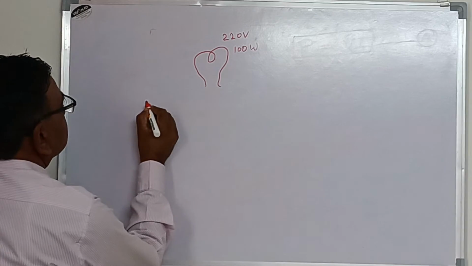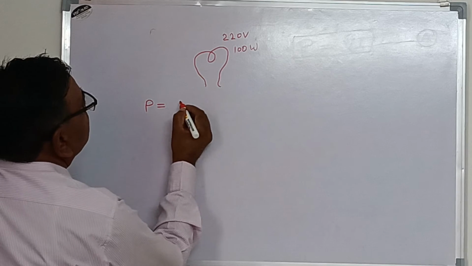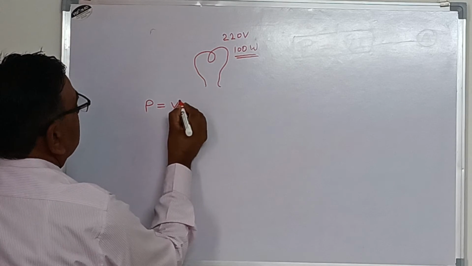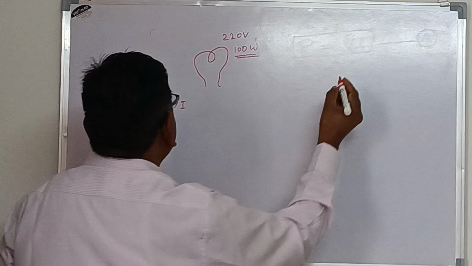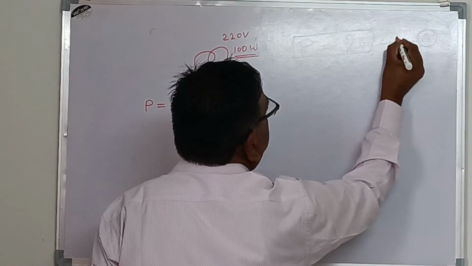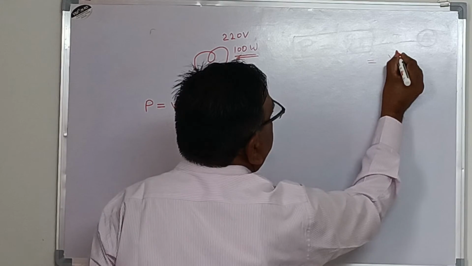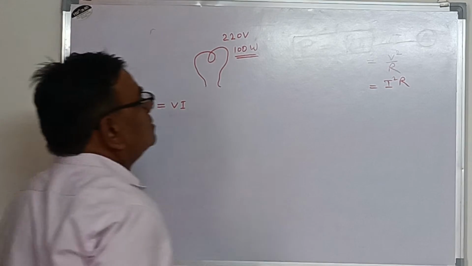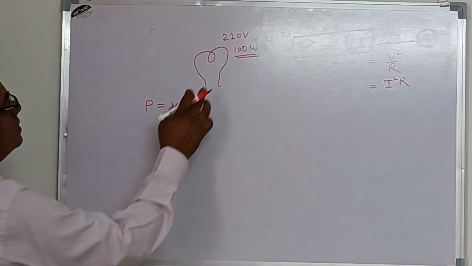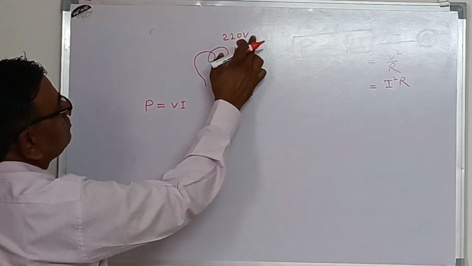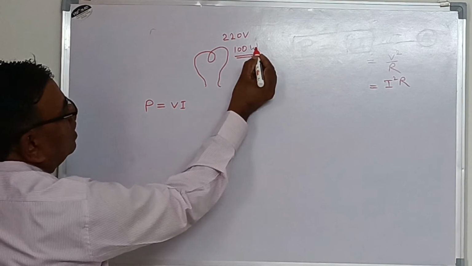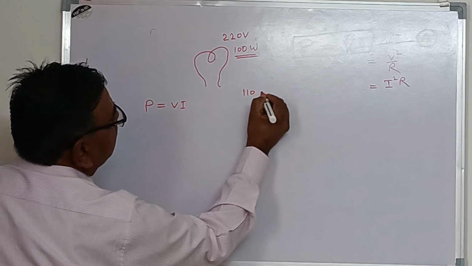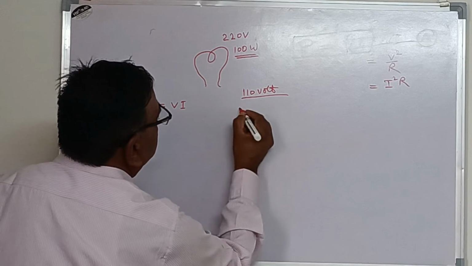Here in the normal case, power is 100. We have written three formulas: P is equal to VI, P is equal to V square by R, and P is equal to I square R. Now here he asks what will be the power consumption. अगर इसको आप 220 वोल्ट पर यूज करते हैं तो 100 वाट पावर लेता है. अगर आप इसको 110 volt पर use करें, then what will be the power?